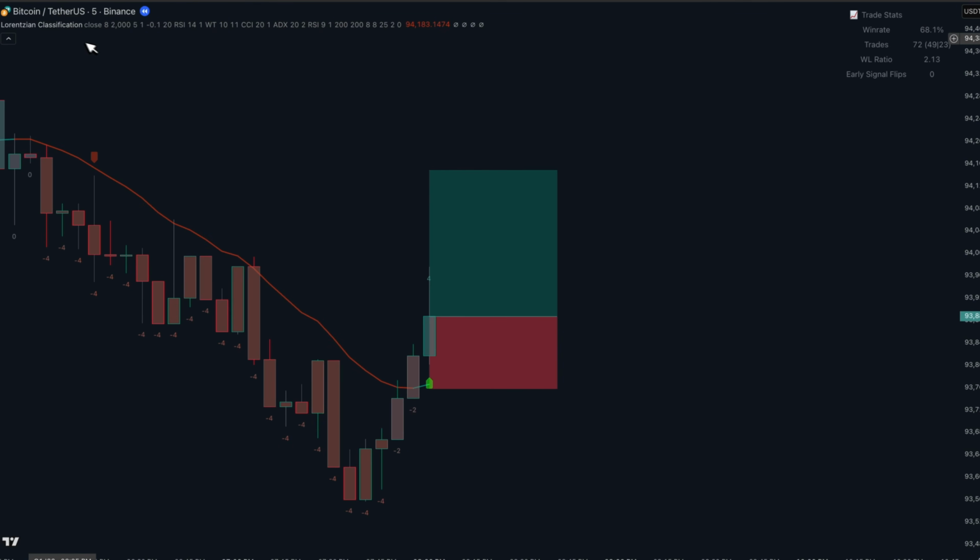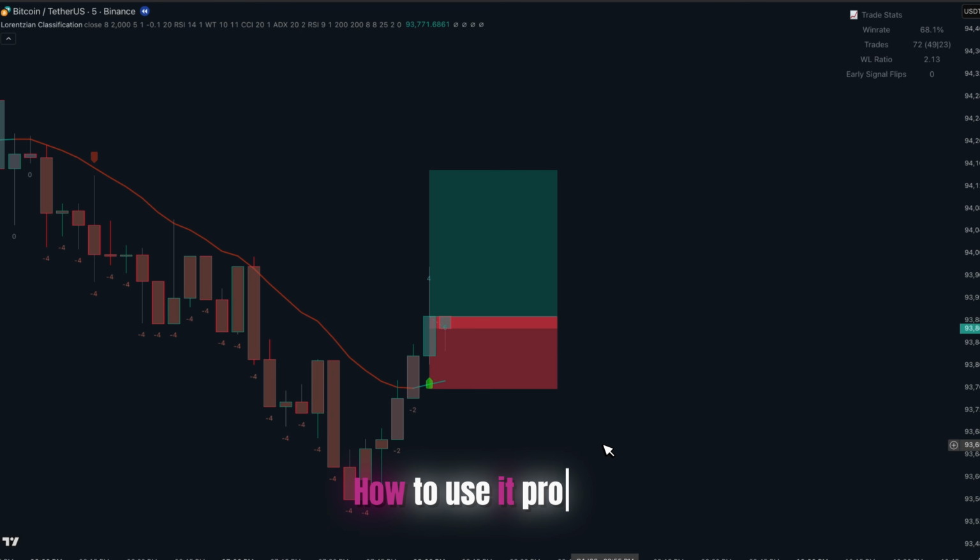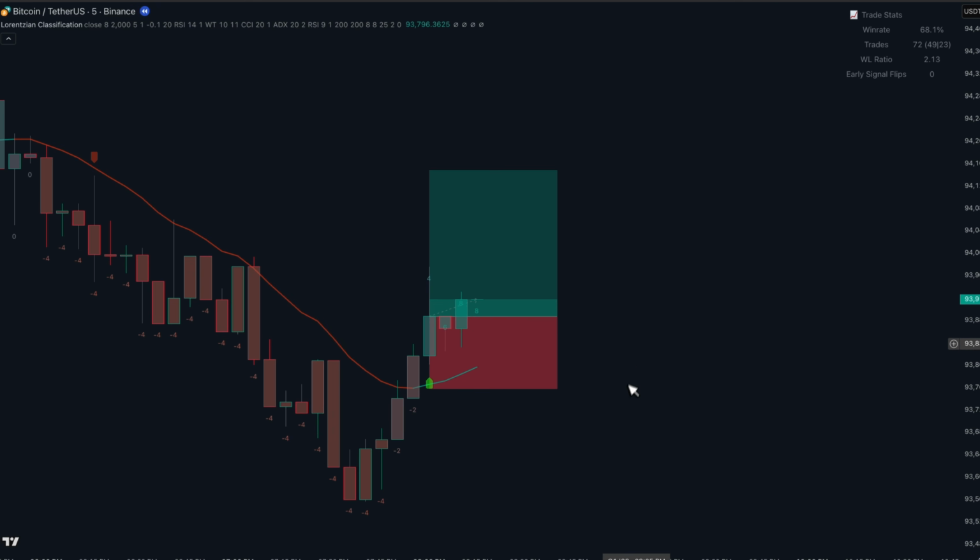This machine learning indicator has over 29,600 favorites on TradingView and can predict price movements before they happen. Most traders don't understand how to use it properly and miss massive opportunities. Today, I'm breaking down everything you need to know to trade this like a professional.